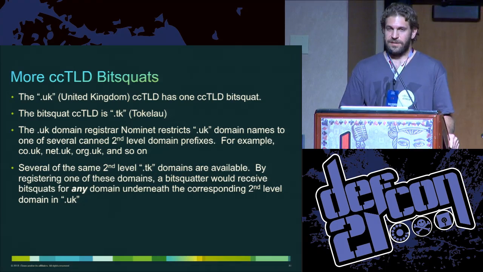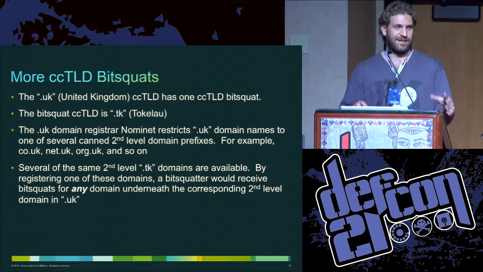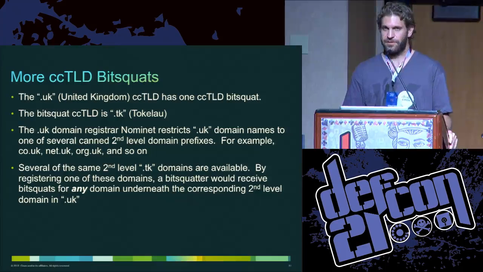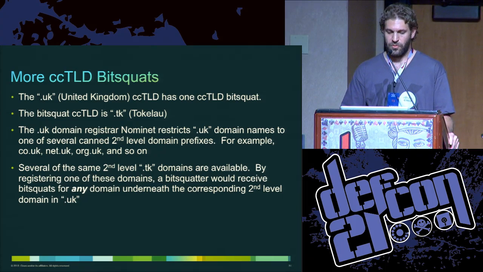So, something more about the ccTLD bitsquats. There were some interesting ones. You would think that a domain name registry like .uk, where they only allow protected registrations, is a fairly protected registrar. You can only register third-level domains at .uk, so it's got to be something .co.uk, .net.uk, and so on. So it turns out that .uk has a 1-bit error and you become .tk.